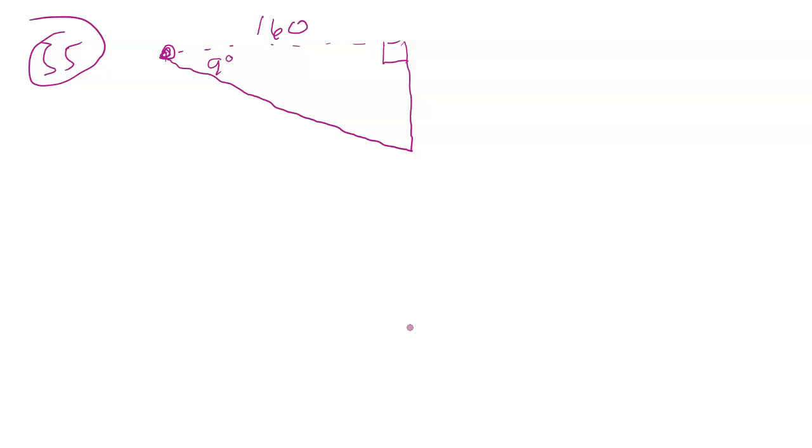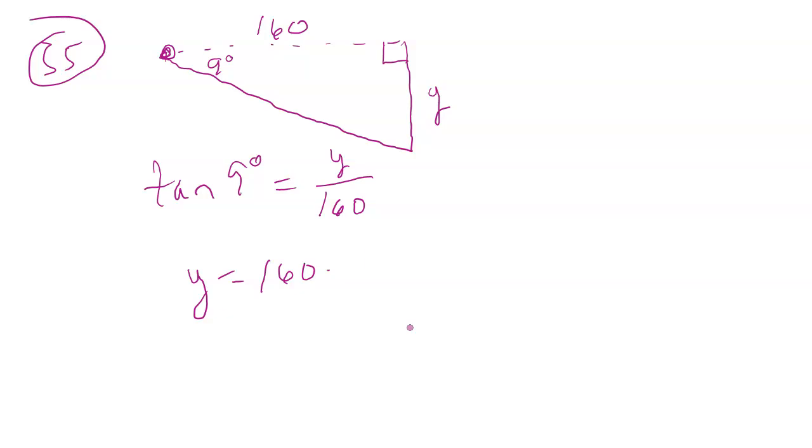So we want to find how far it went down in the y value. So I'll call this y. So what trig function uses opposite and adjacent? That's tangent again. Tangent of 9 degrees is equal to y over 160. So y is equal to 160 times tangent of 9 degrees. Turns out to be 25.3. Whatever.